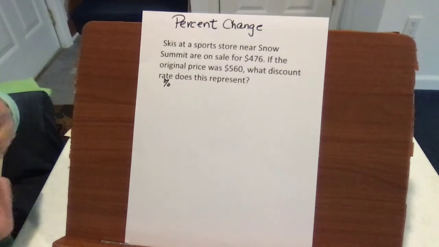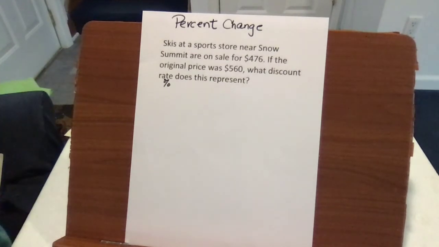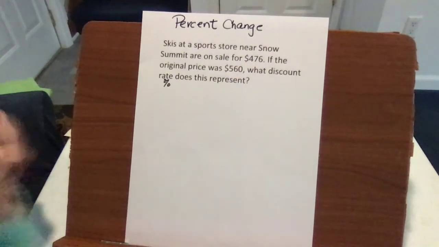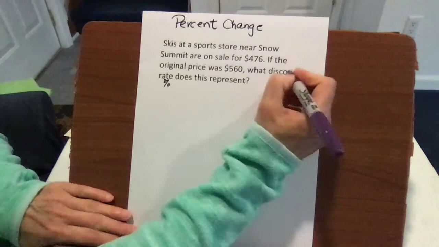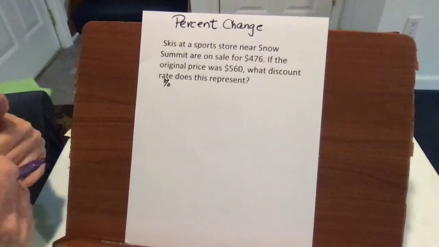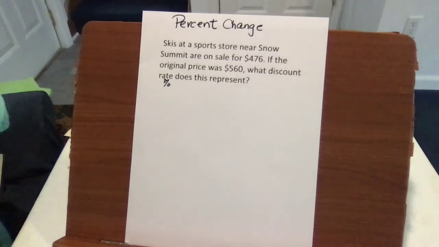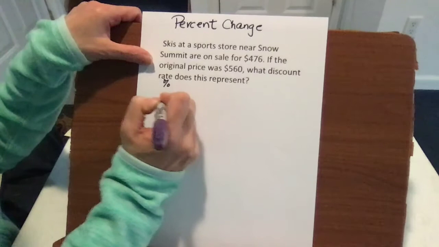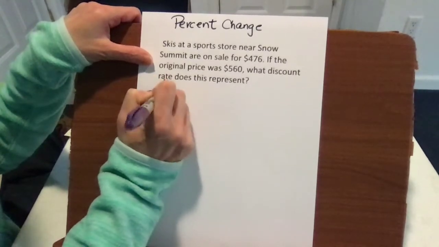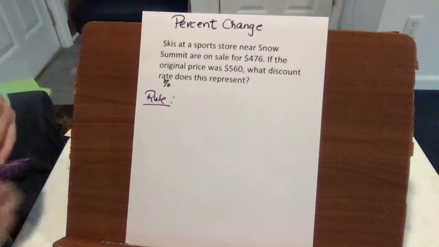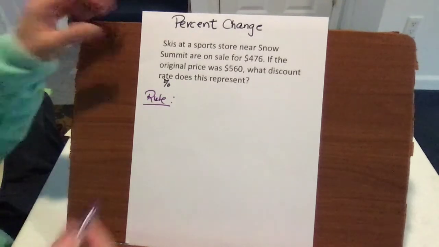So what we're going to look at is there's two prices being given here, a sale price and an original price. And we want to know what the discount rate is. This is a percent change. If you're discounting an amount from an original price and it's a percentage, that's a percent change. So for percent change, the general rule applies to percent increase or percent decrease. Change is increasing or change is decreasing.